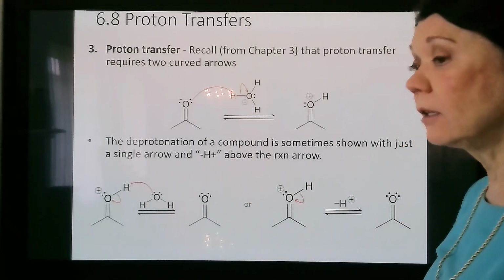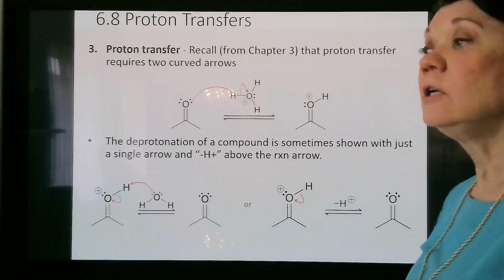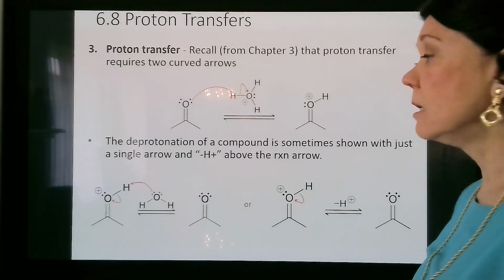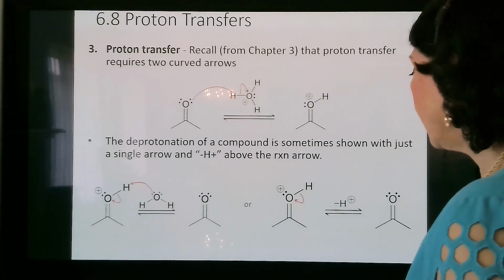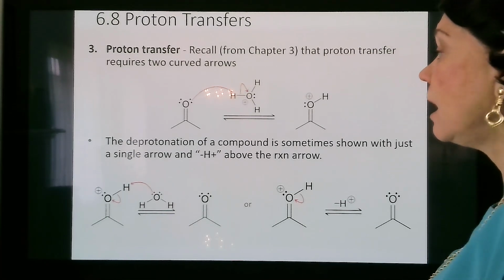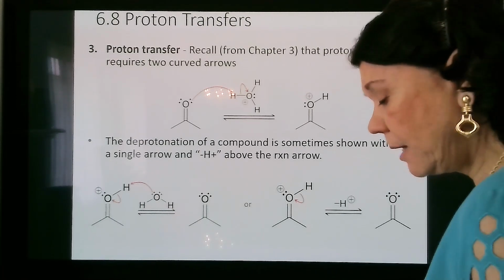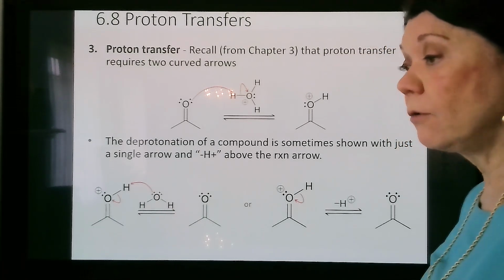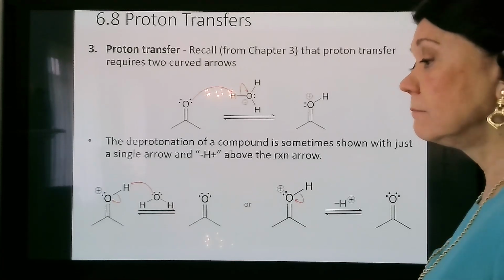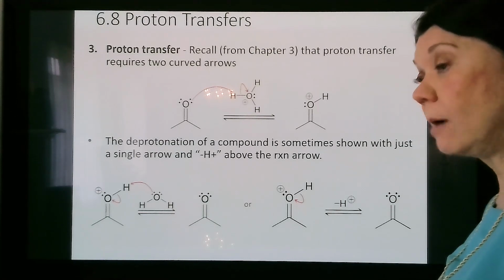When you have a proton leave, it never just leaves as a bare proton. You'll always need something to pick up another proton. It could be a molecule of solvent, it could be a reactant, it could be a product, but protons don't just float off by themselves because it would be too high in energy. They're attached to something.